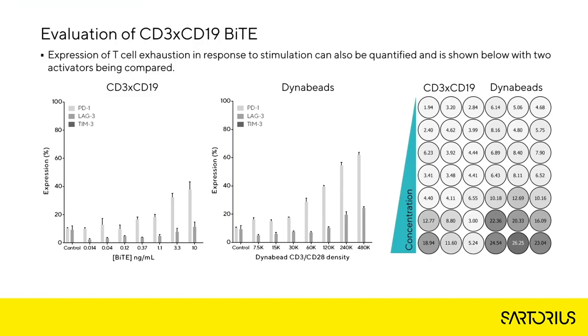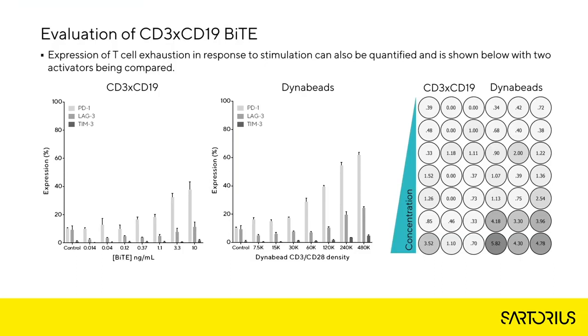At highest bead densities, we see 25% of CD3 cells expressing LAG3, compared to just 12% when treated with the highest concentration of BiTE, 10 nanograms per mL. TIM3 expression is relatively low across all treatment types and highlights the temporal nature of these exhaustion markers, whereby PD1 is expressed shortly after activation, followed by LAG3, and finally TIM3 after high levels of stimulation to the same antigen.